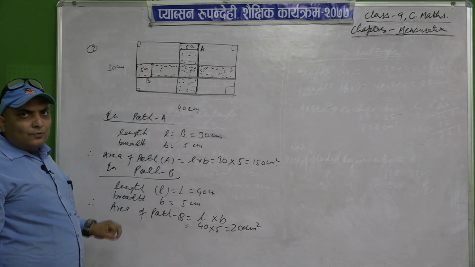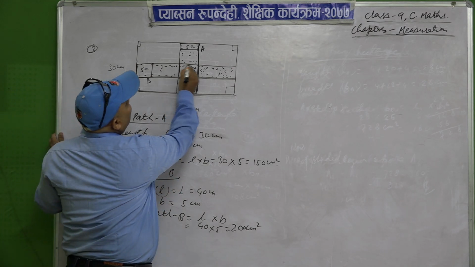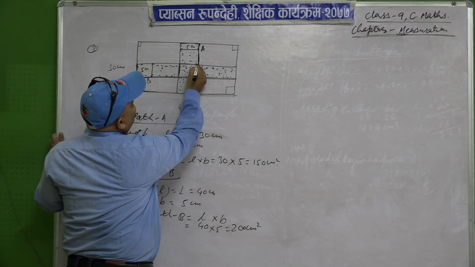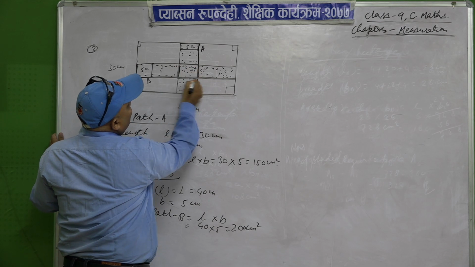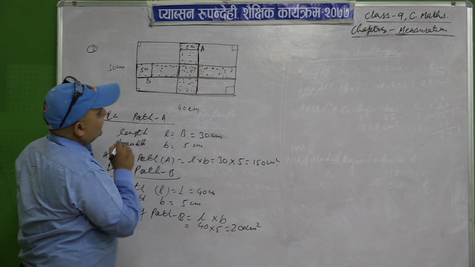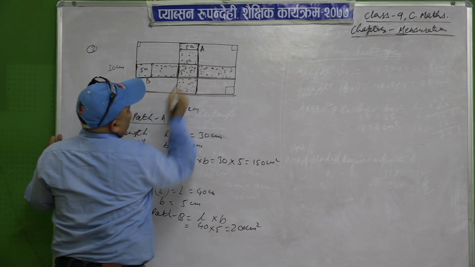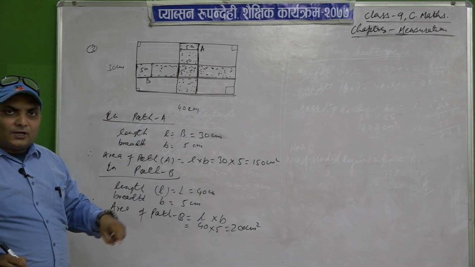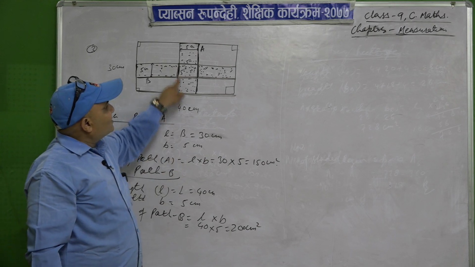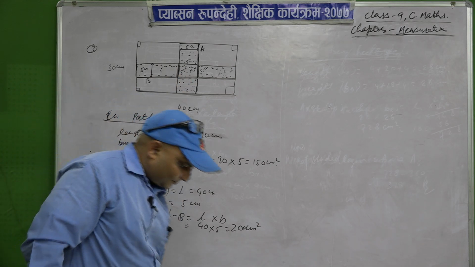Now what we have to do? We have to subtract this part. This path means common path or intersecting path. And the length of the intersecting path is 5 centimeter, again breadth is 5 centimeter. So now we are going to find out area of this common path. Okay.